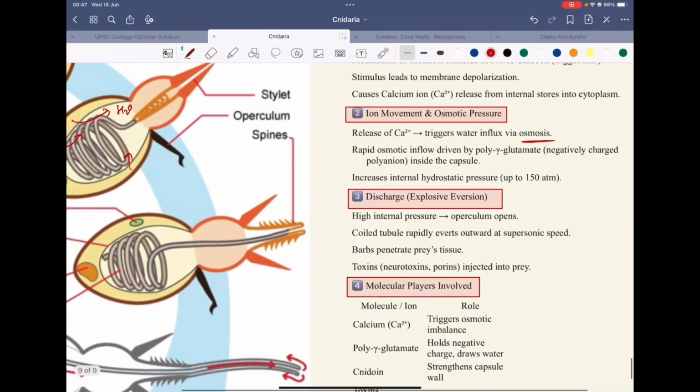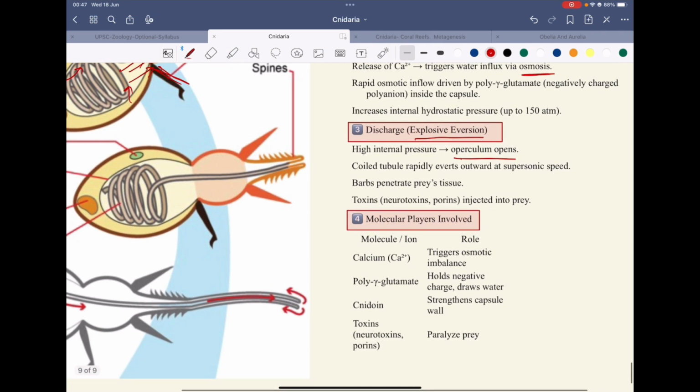Once the water is supplied into the capsule, it will help in the explosive eversion. Internal pressure will be high and the operculum will open. The operculum is the lid-like structure. It will open as the internal pressure increases, and then the barbs will penetrate the tissue of the prey or victim, whatever predator is present. It will push the barbules into the body.